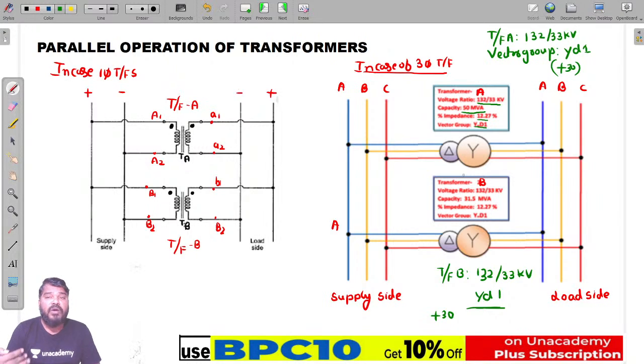And one more advantage: suppose only one transformer is there and it is operated continuously, then the lifetime of the transformer will decrease. If two or more transformers are operated in parallel, with lightly loaded or partially loaded condition, the lifetime of the transformer can be increased.